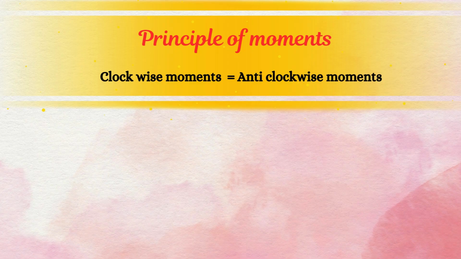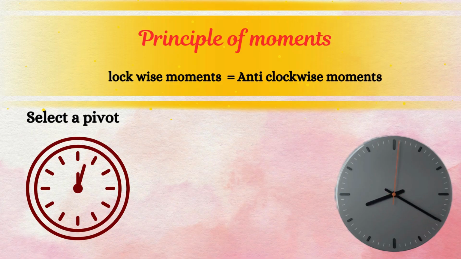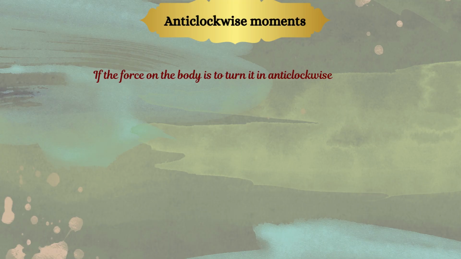For calculating moments, we have to select a pivot, that is a point about which your object is going to rotate. For example, if we consider a clock, this is the pivot, which means clock hands are rotating based on this point. So the moment about the pivot in this direction is called clockwise moments. Anti-clockwise moments: if the force on the body is to turn it in anti-clockwise direction about the pivot, then the moment of force is anti-clockwise moment.